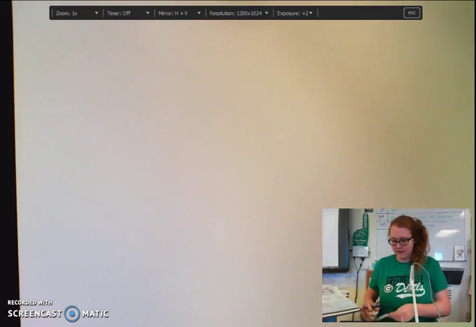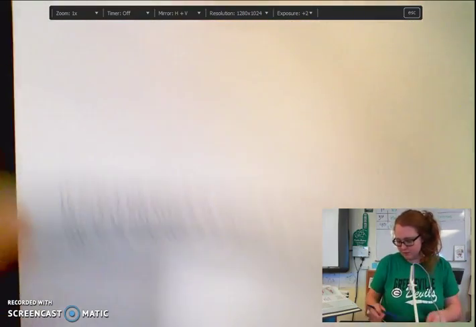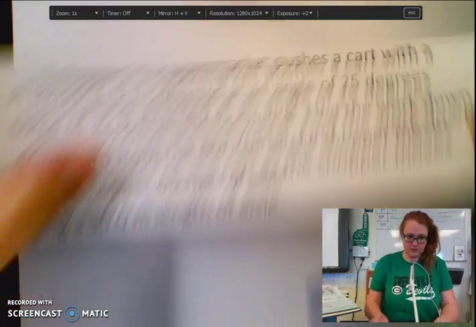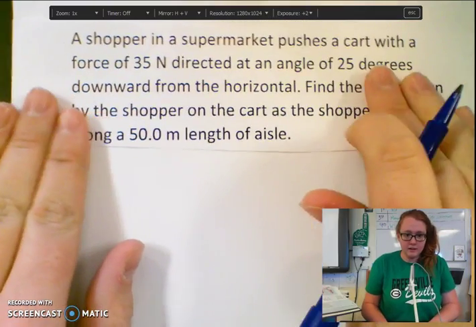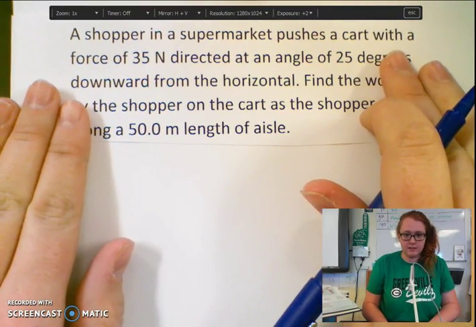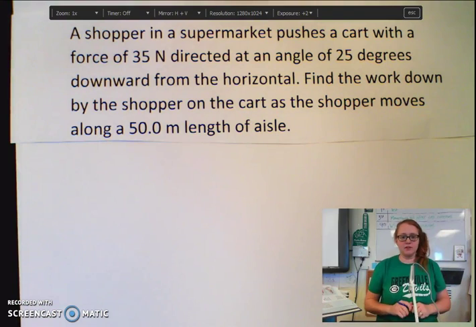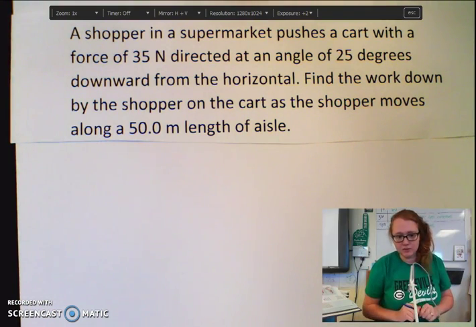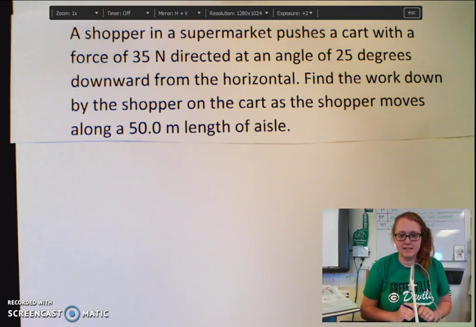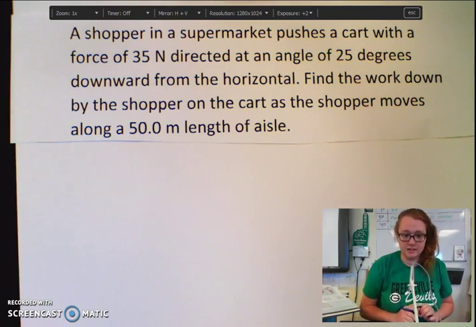Okay, so another example. Let's look at this one first. We have a shopper in a supermarket pushes a cart with a force of 35 newtons directed at an angle of 25 degrees downward from the horizontal. Find the work done by the shopper on the cart as the shopper moves along the 50-meter length of aisle.